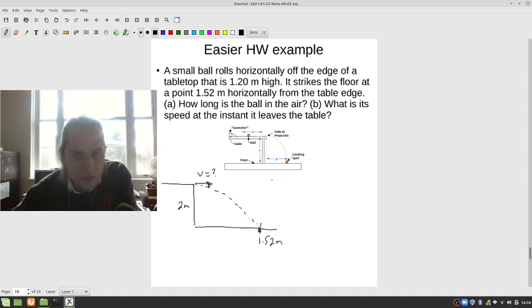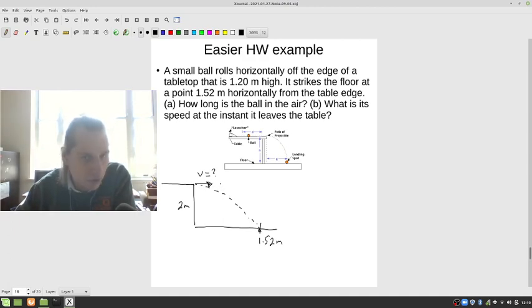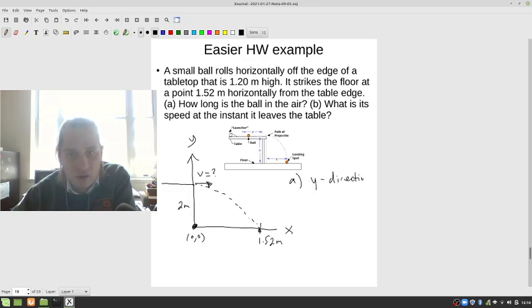The reason it cleans up your problem is that your initial velocity in the x direction is something or other. You don't know what it is. Your initial velocity in the y direction, however, is 0. That really cleans it up. So here's your y direction, here's your x direction. Let's make this our 0, 0. For part A, you could ask this just as a y direction problem. You don't need to think about the x.